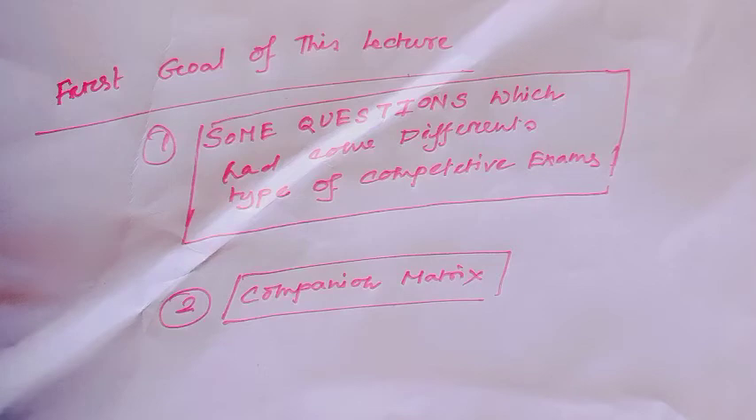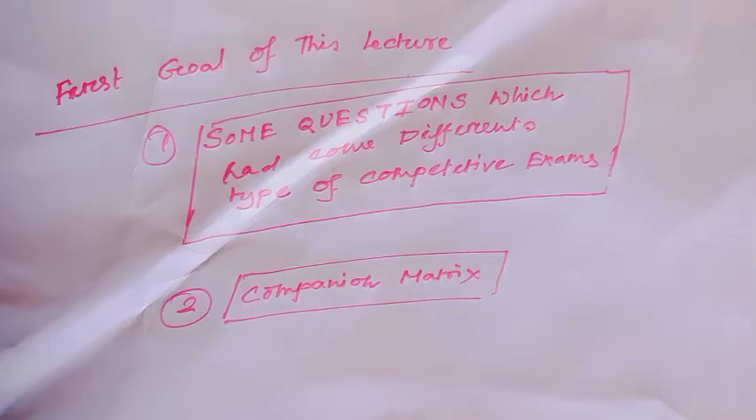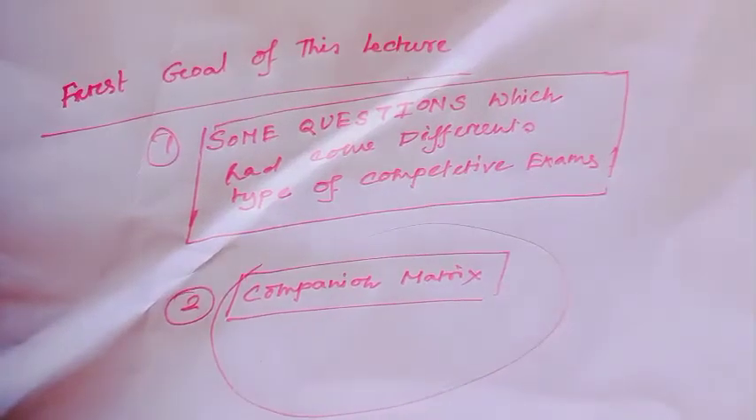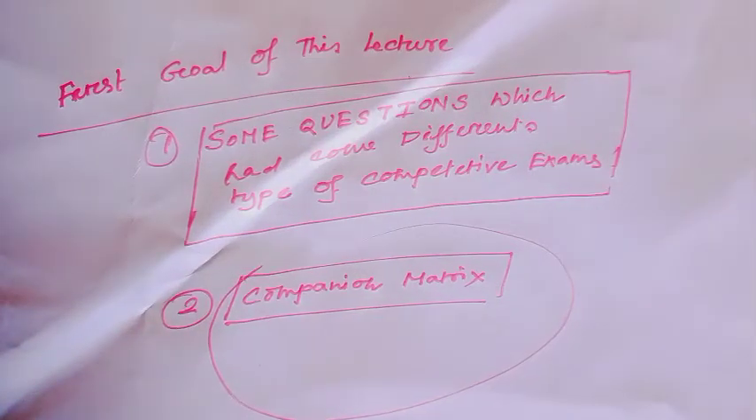In the previous video, I had seen different types of competitive exam questions which had come in linear algebra. Today's first goal is that I will also discuss some questions which had come in different competitive exams. But today's actual goal of this lecture is the companion matrix. This is a special type of matrix, but it is very important for any competitive exam.